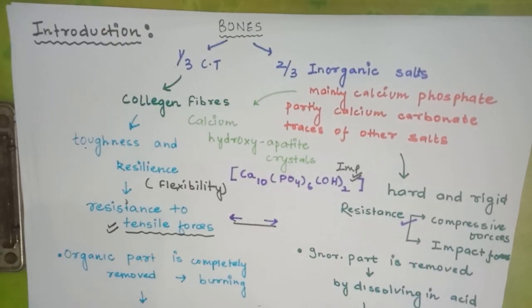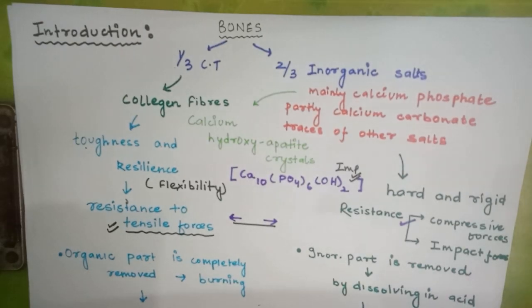So what are bones? Bones form the rigid support of our body. That framework to which all other components of our body are attached is called bone. As we know, there are a total of 206 bones in an adult human body.